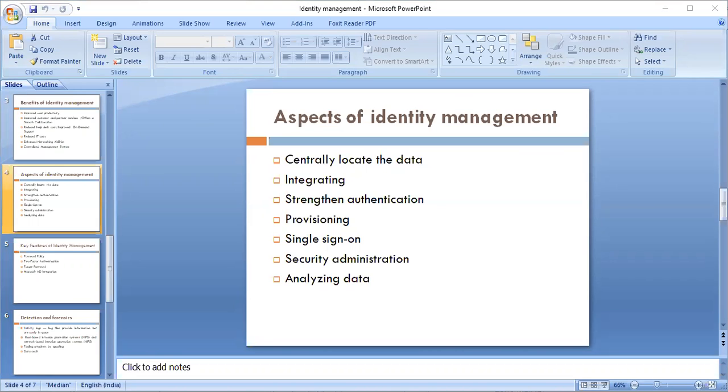Apart from this, the other aspect of identity management is provisioning. When systems are linked to an identity system, provisioning can be automated, such as revoking and granting employees' access rights. So what is provisioning? We are granting access, providing access to whatever resource has been requested.